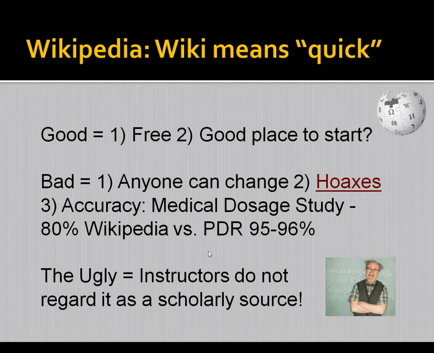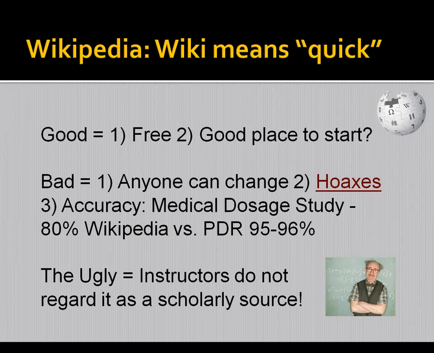Another one is accuracy. This is one of the biggest things. A large study was done where someone looked at medical dosage information and found that 80% of the Wikipedia information on there was correct, but when they went to the Physician's Desk Reference, they found that 95 to 96% of that was correct. So 20% of the information about medical dosages in Wikipedia was incorrect.